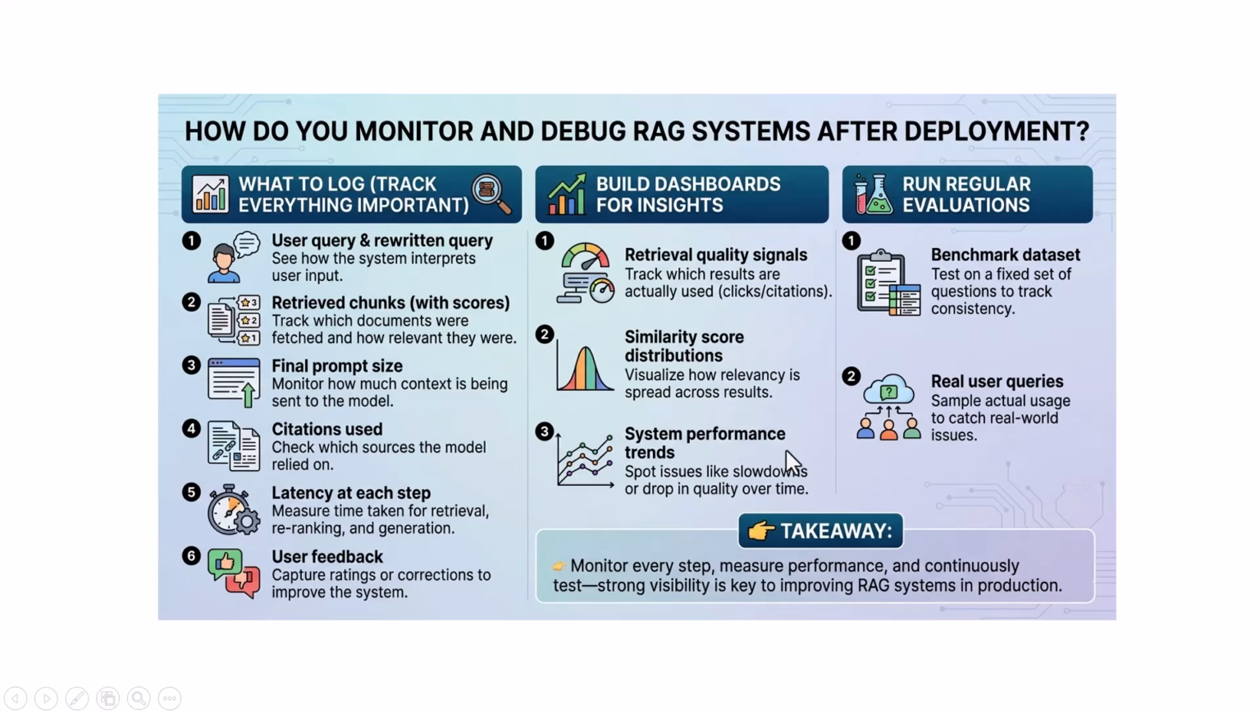and also run regular evaluations. Evaluations include benchmark dataset, that is, test on a fixed set of questions to track consistency. Also, evaluate real user queries, that is, sample actual usage to catch real world issues. So the takeaway is monitor every step, measure performance, and continuously test. And strong visibility is the key to improving RAG systems in production.